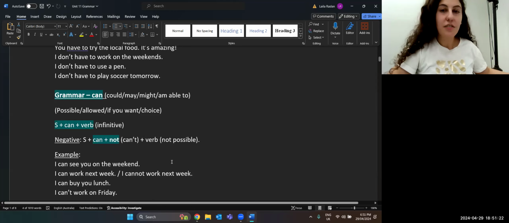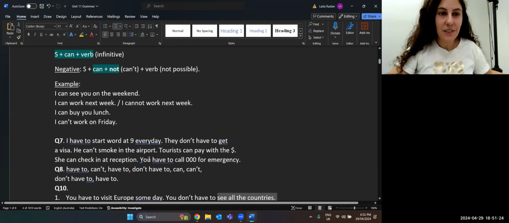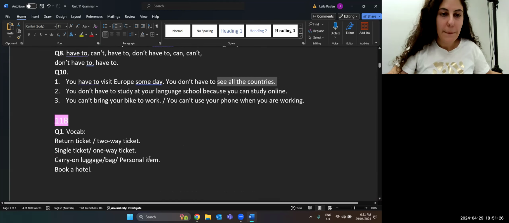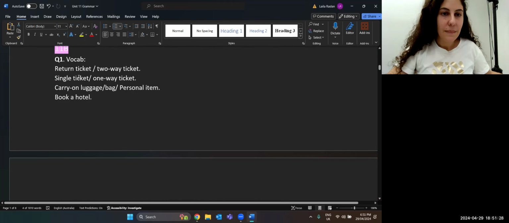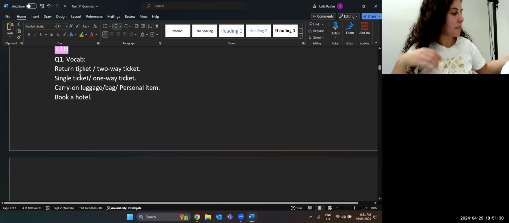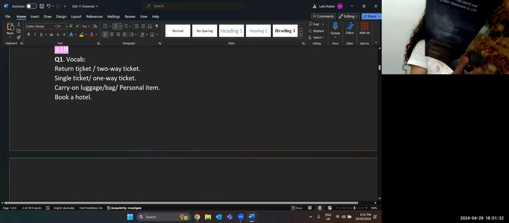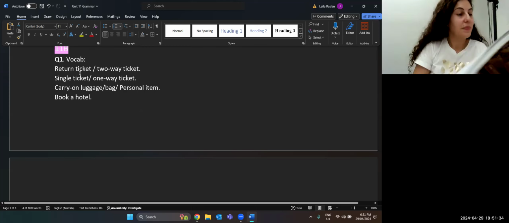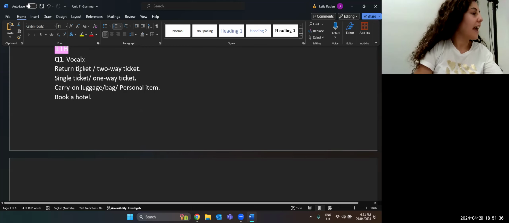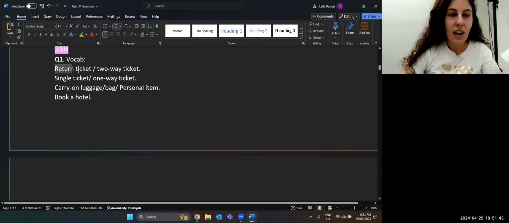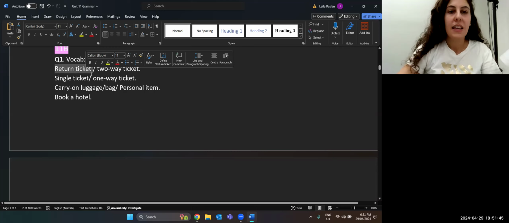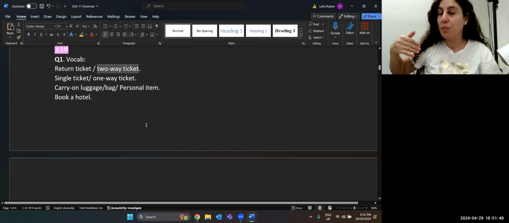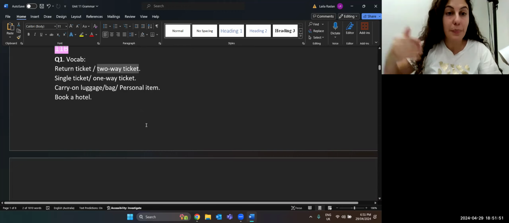So what kind of tourist are you? Let's look at some of this idea. If you're a tourist, page 132, tourist A, do you always buy a return ticket? So a return ticket means a two-way ticket. That means that I go from one place to another and then I come back.